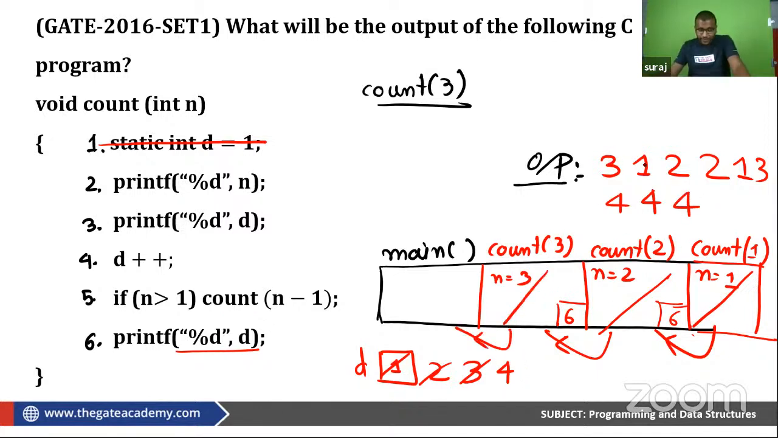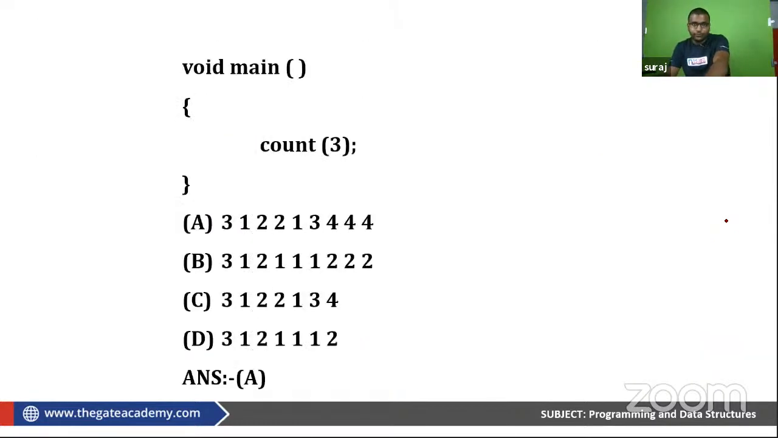So your answer is 3 1 2 2 1 3 4 4 4. Understood, everyone? Fine. If anyone has a doubt, please let me know.